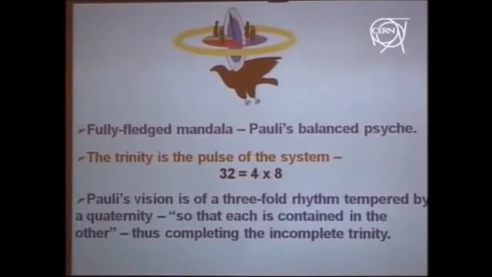Now, Pauli's vision is of a threefold rhythm, the vertical circle, which cuts a horizontal circle divided into 4 parts, which is the quaternity. So it's tempered by a quaternity so that each is contained in the other, thus completing the incomplete Trinity. Pauli's struggle between 3 and 4 has ceased. So, what does this have to do with the exclusion principle?